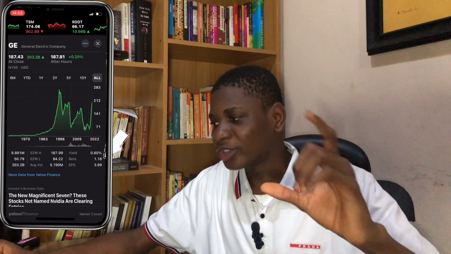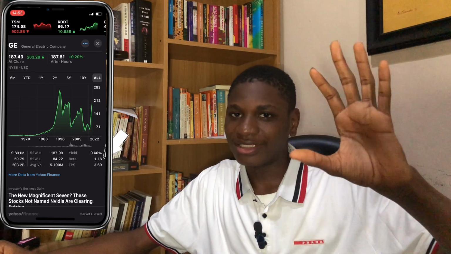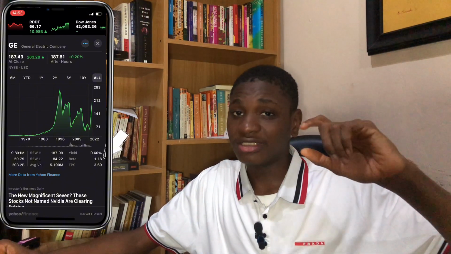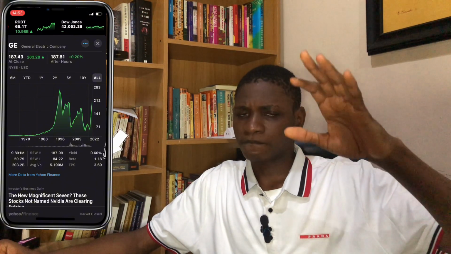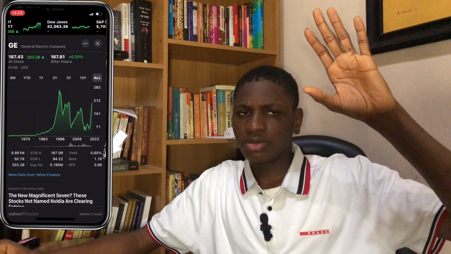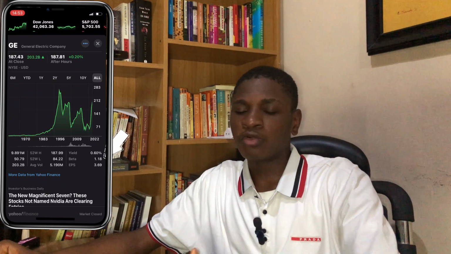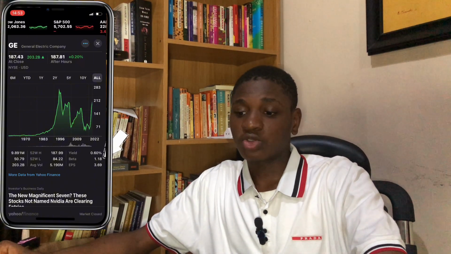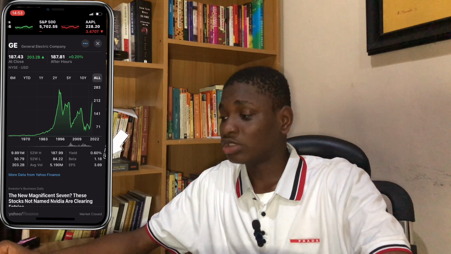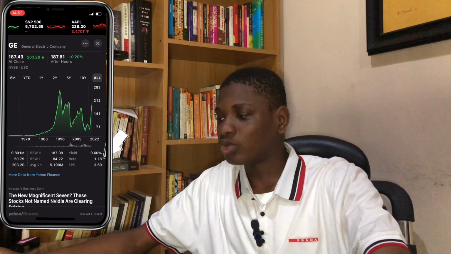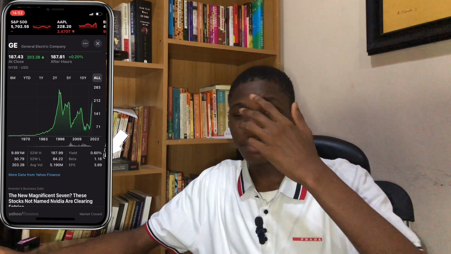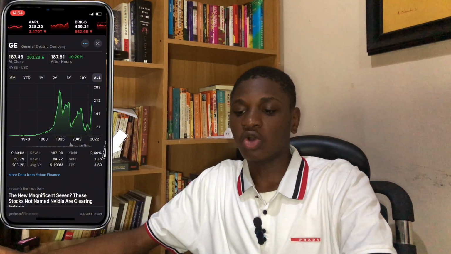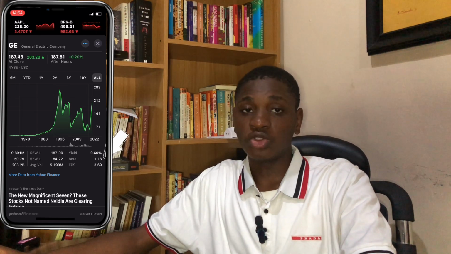Beta is a very intermediate concept, but let me give you a highlight of what it means. This stock has a beta of 1.18. Basically, it means how volatile this stock is against the S&P 500, against the market. The market is basically the S&P 500, the global standard of how the US economy is performing. So this beta is the standard of how volatile this stock is against the US market.